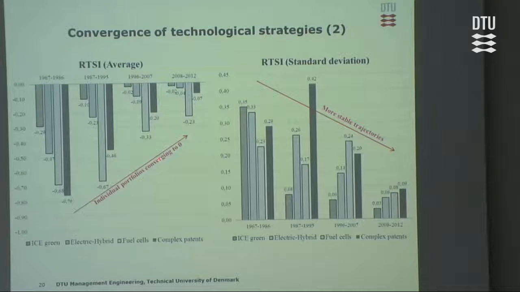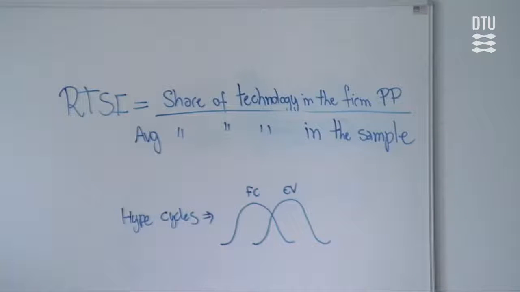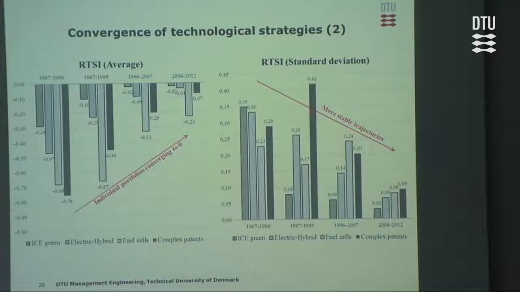So that indicates that all firms are moving to this point where the share of the technology in their portfolios is more or less the same as the share in the sample. And that is an indicator of convergence. And we also see that this is becoming more stable, which means that there's not much variation in these strategies. They are converging to 0, and they are also becoming more stable. They are stopping at that area of convergence.